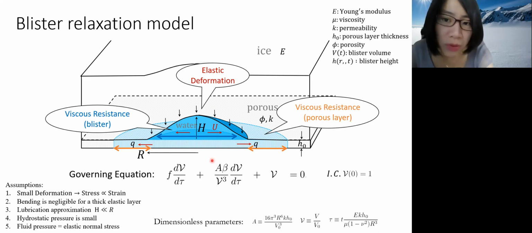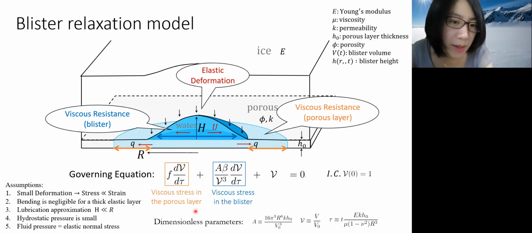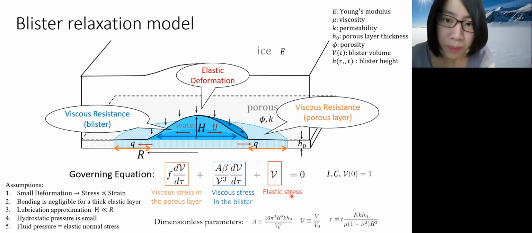After some algebra, we obtain an ODE for blister volume. Here, the volume of the blister and the time are non-dimensionalized. The first term represents the viscous stresses in the porous layer. The second term is the viscous stresses in the blister. And the third term represents the driving force of the system, the elastic stresses.